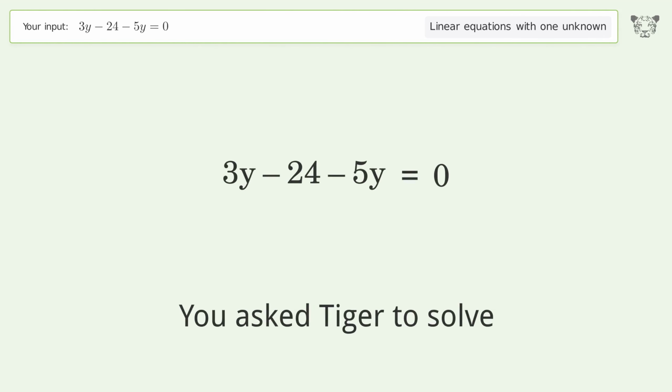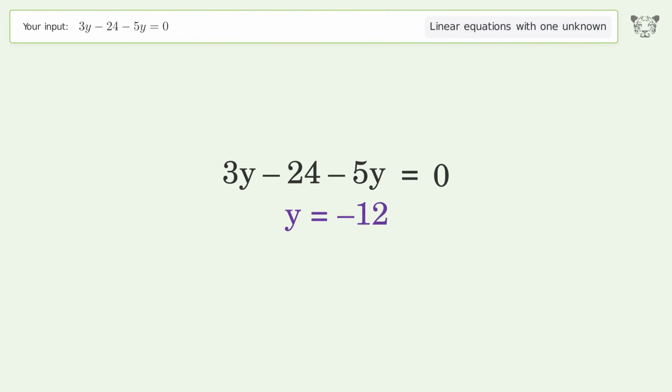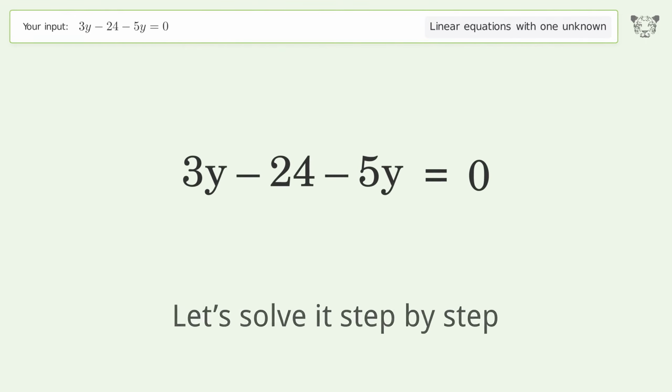You ask Tiger to solve this. It deals with linear equations with one unknown. The final result is y equals -12. Let's solve it step by step.